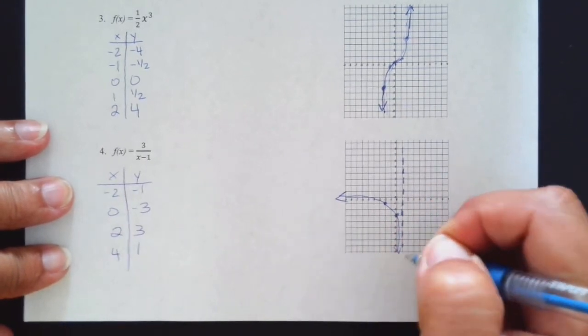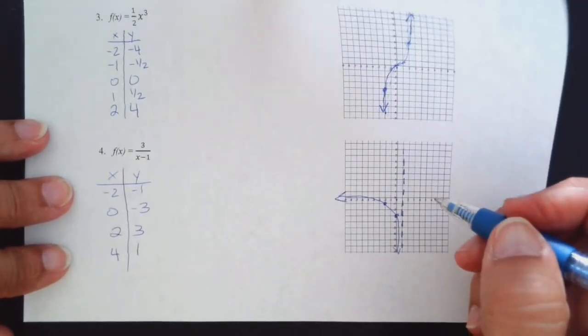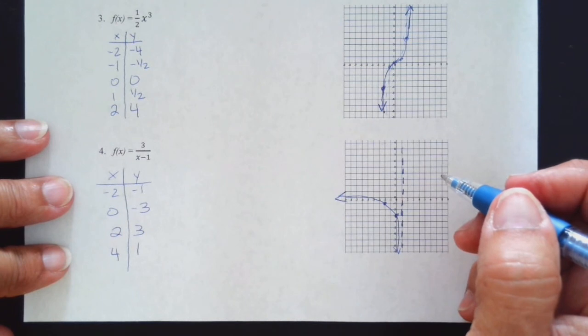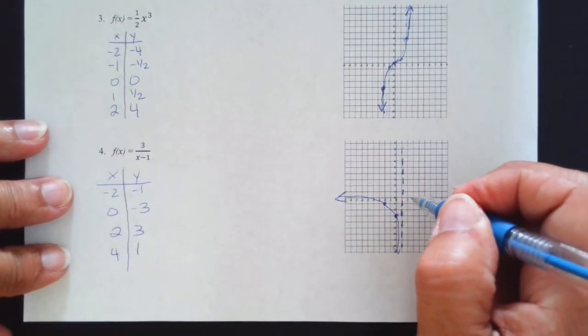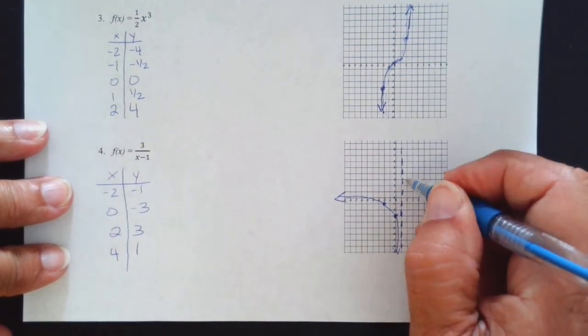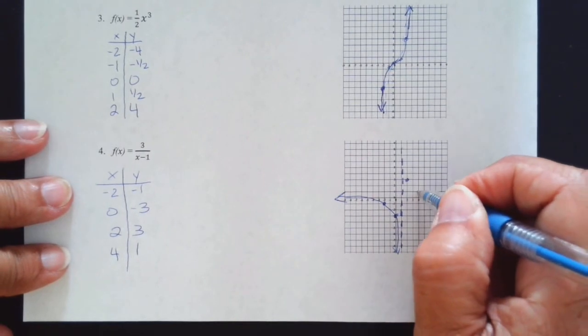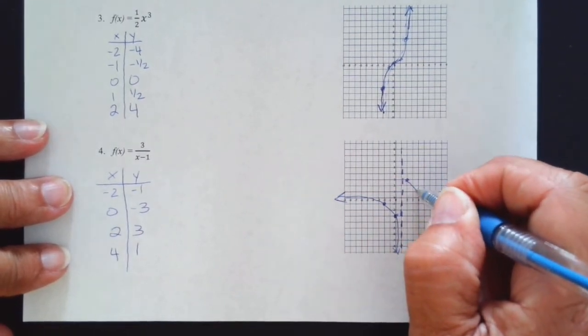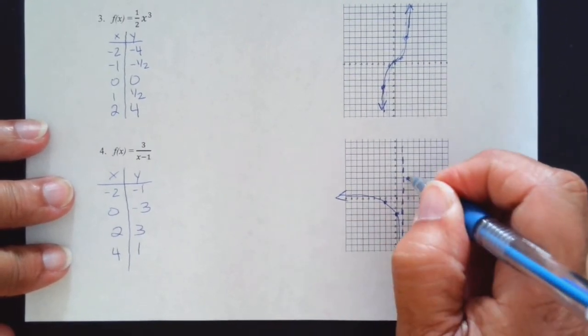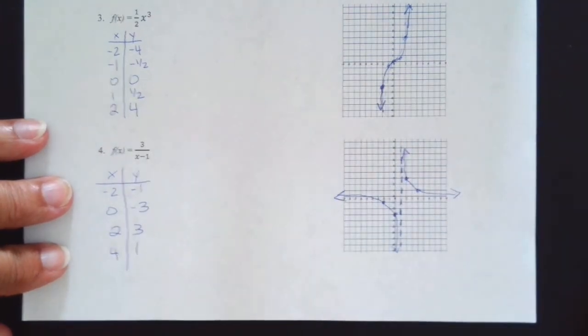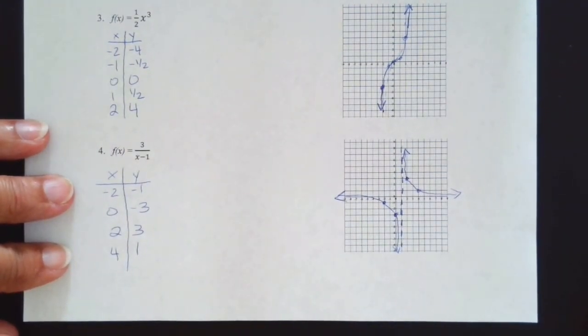Remember, you're just sketching, so it's okay. When you're on Hawks, you'll get to pick the points, so it'll be a little bit easier. And then 2, 3. And 4, 1. And that'll give you that side of the graph. Okay? So again, I'm doing it kind of quickly and sketching it.